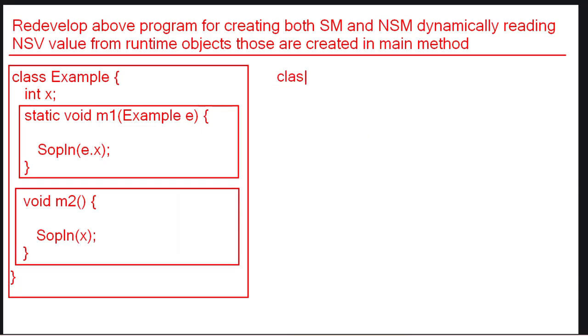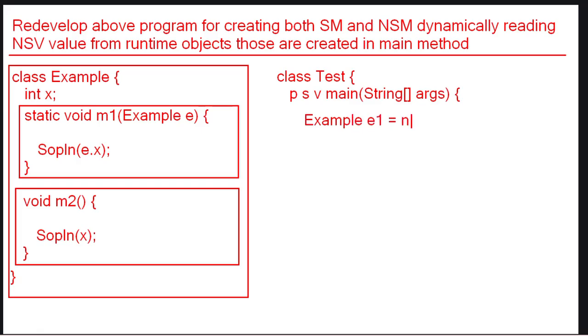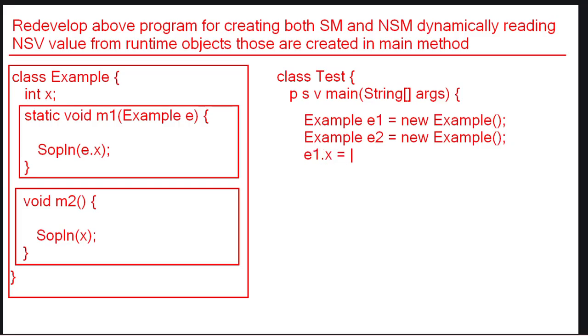Now create a test class for calling these methods. Public static void main of String array args. Inside the main method, create Example e1 equal to new Example, Example e2 equal to new Example. Modify e1.x value to 15, and e2.x value to 16 or 17, whatever the number.